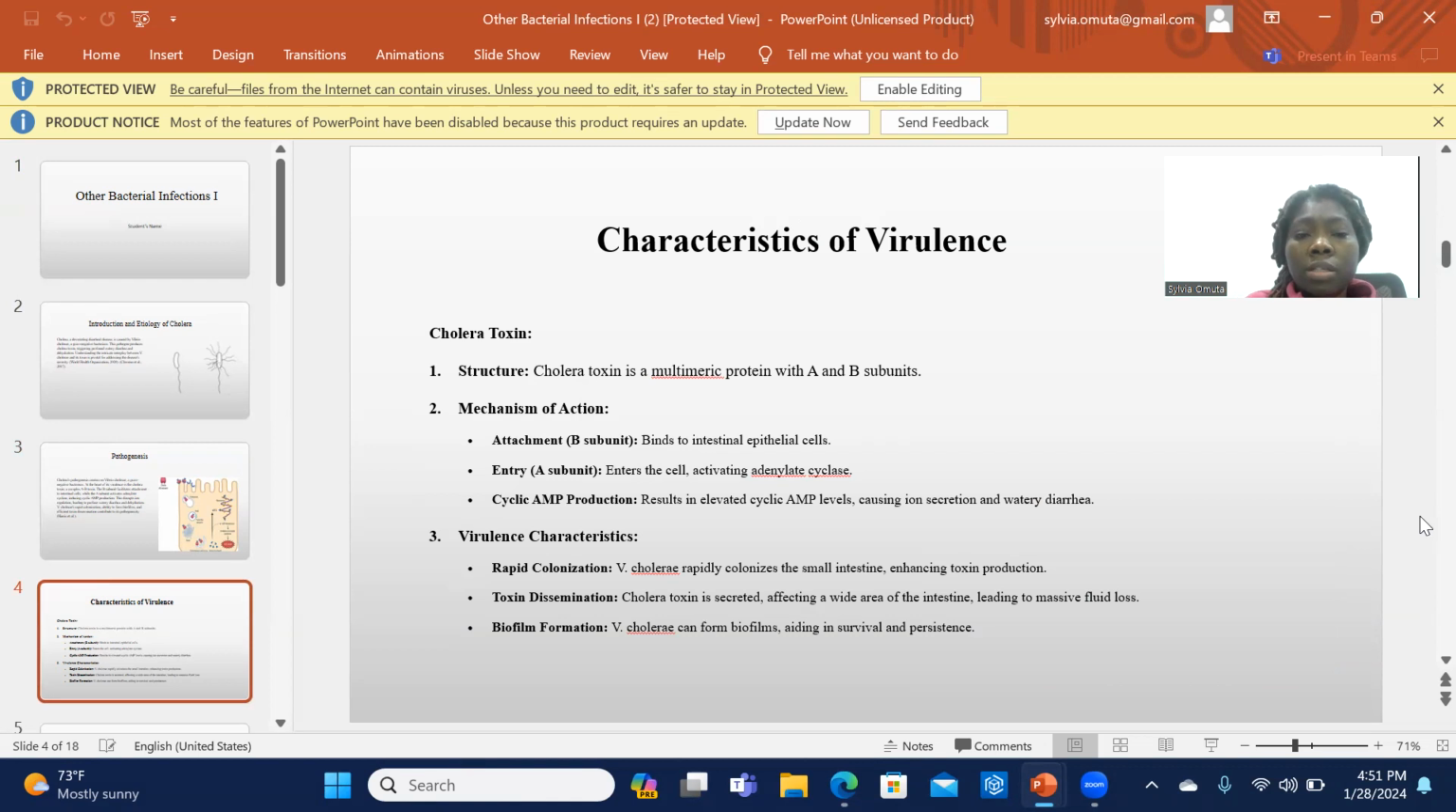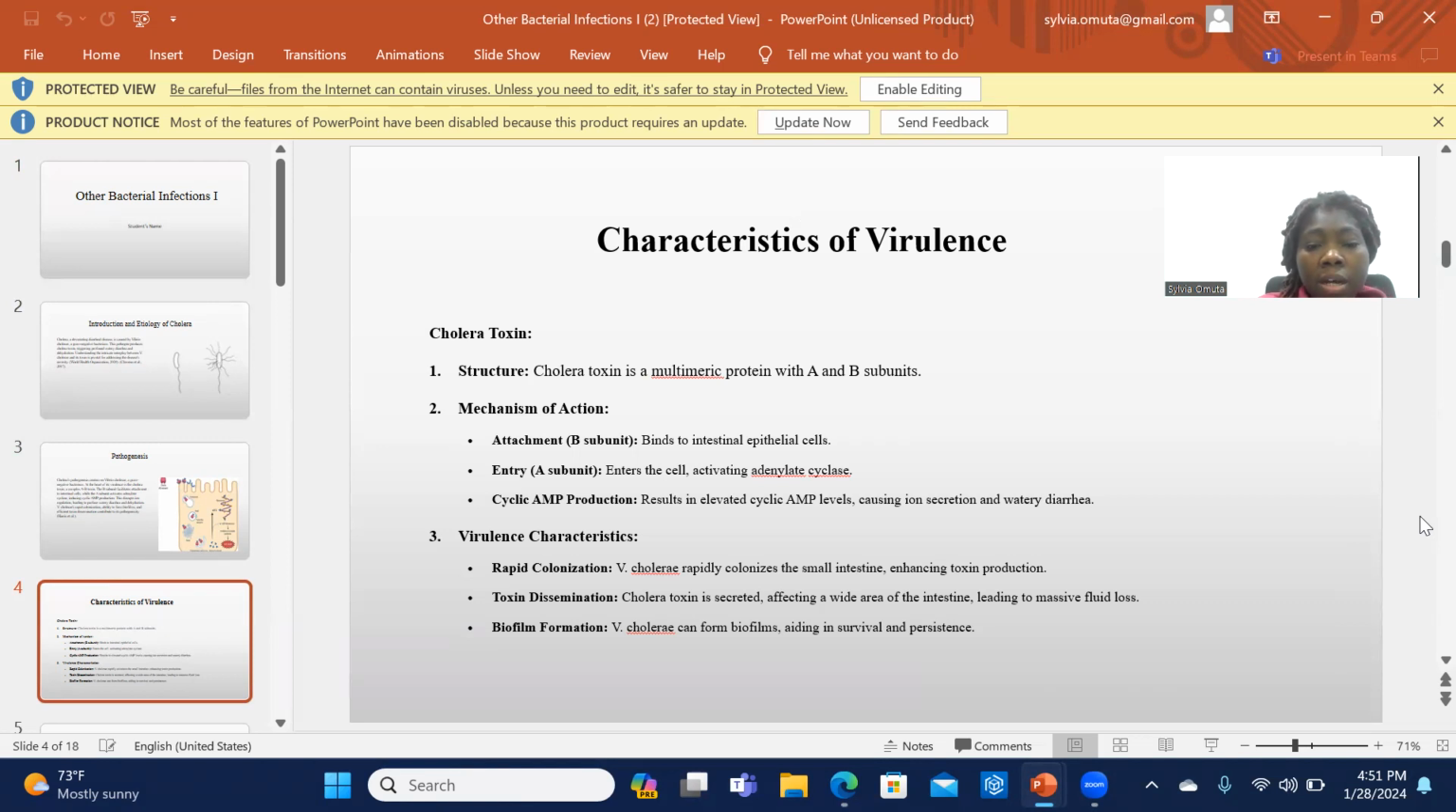Characteristics of virulence of cholera. Cholera toxin. One, structure: cholera toxin is a multimeric protein with A and B subunits. Two, mechanism of action: the B subunit binds to intestinal epithelial cells. The A subunit enters the cell, activating adenylate cyclase. Cyclic AMP production results in elevated cyclic AMP levels, causing ion secretion and watery diarrhea.